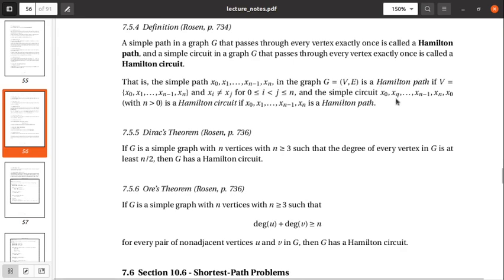And the simple circuit is where we visit the n plus 1 vertices, and then we end up back where we started at x0. That's a Hamilton circuit if and only if, whenever we consider the n plus 1 vertices, x0 through xn, they are a Hamilton path. So that's a quick check. Okay, and that's by definition. That's how we define it.